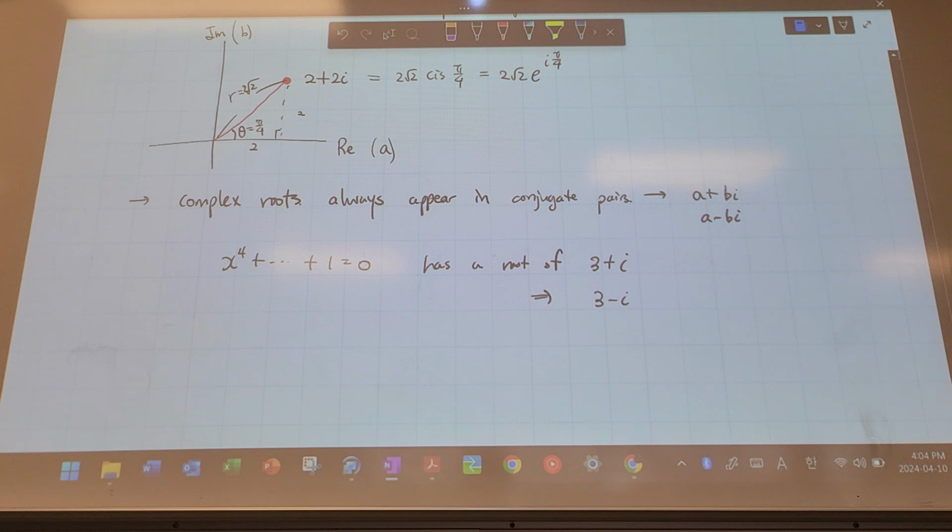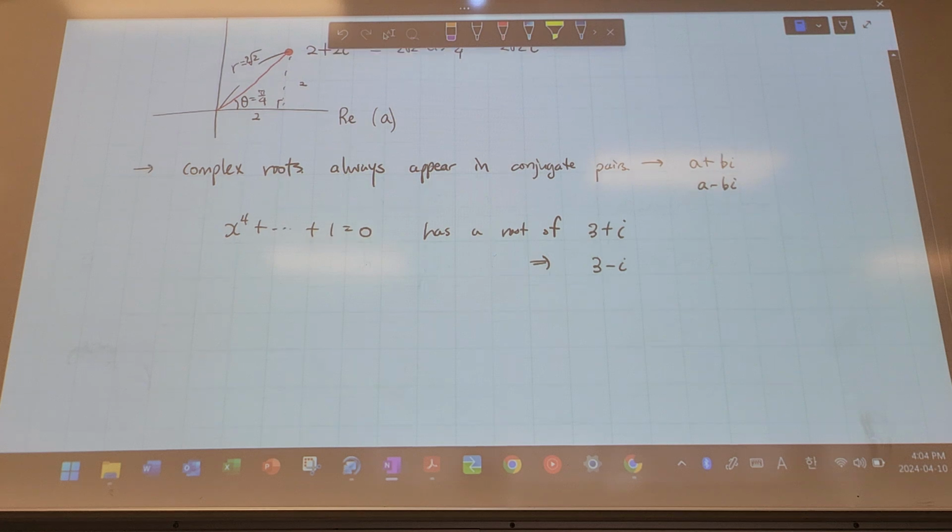What about the other two roots? It could be two real, or it could be two complex roots. How would you find them?